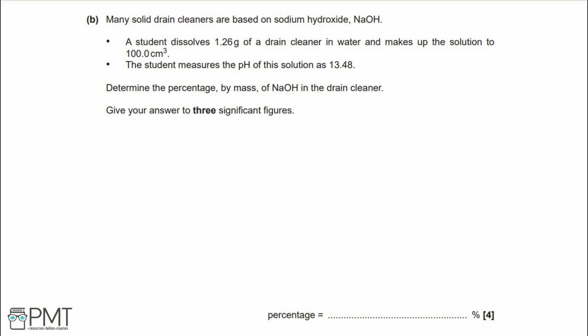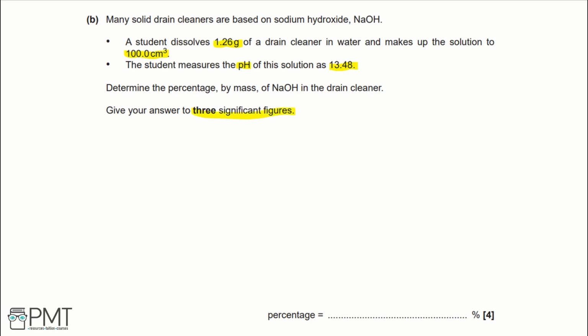Firstly, let's highlight key pieces of information we need to use in this question. Firstly, the mass of drain cleaner that the student is dissolving, and the volume the solution is made up to. Then the fact that the pH of the solution is 13.48, and we're asked to give our answer to 3 significant figures.